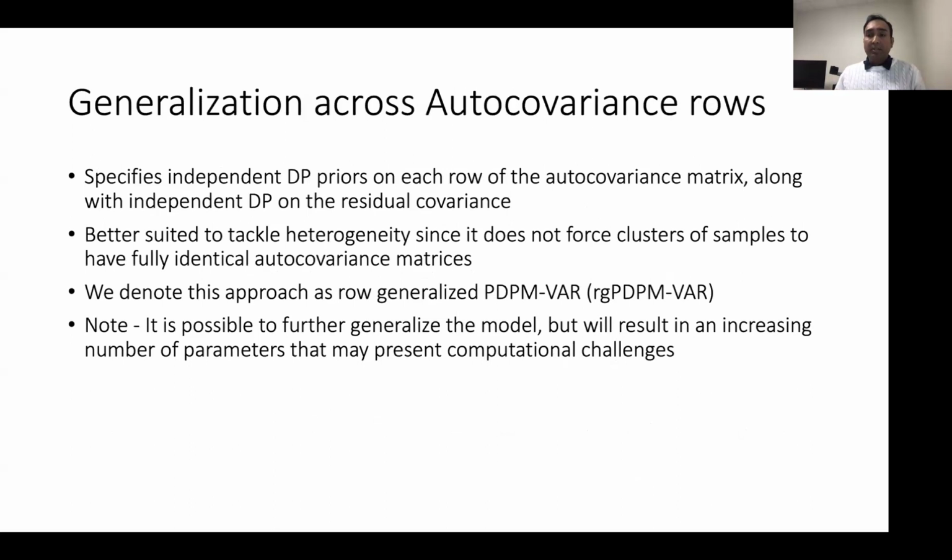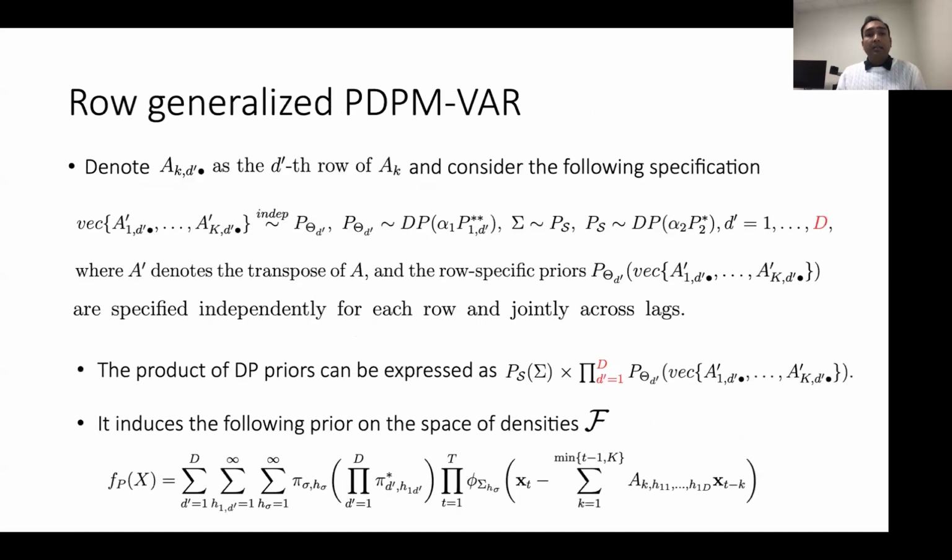And then the next generalization is the row generalized PDPM VAR model. Here we actually impose a Dirichlet process separately for each row of the autocovariance matrix. This is the form of the RGPDPM VAR. This is what the density looks like, right? So for the row d prime, you end up imposing a Dirichlet process prior, and this is what the density looks like. So now you have all these different summation terms for the stick breaking representations.